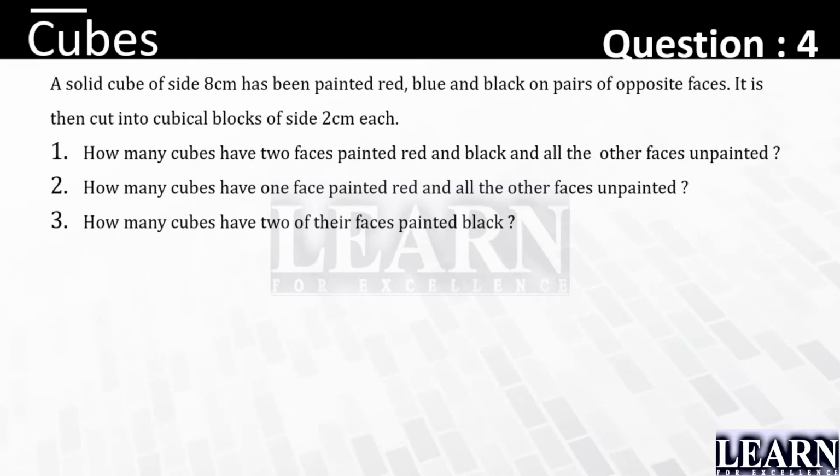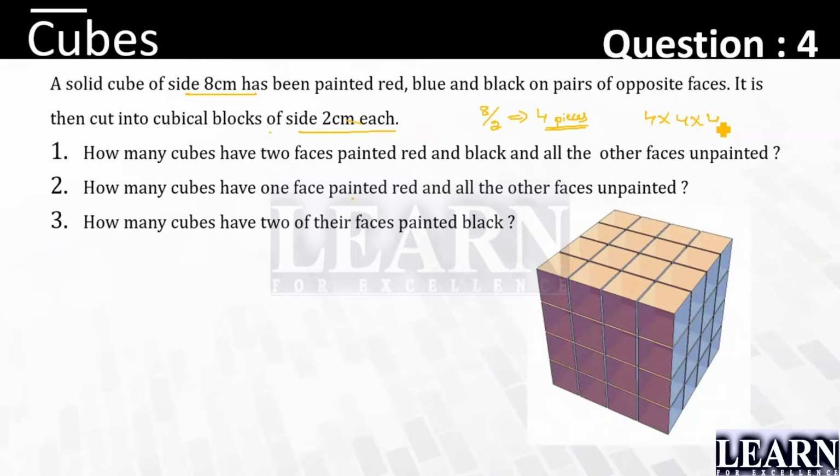We are told a solid cube of size 8 centimeter has been painted, and it is going to be cut into blocks of side 2 centimeter each. If you divide it into a size of 2 centimeter each, 8 by 2 is 4. So I'll have 4 pieces on each dimension. It's a 4 by 4 by 4 cube with each cube of size 2. So the cube will somewhat look like this: 2 centimeter, 2 centimeter, 2 centimeter, and similarly 2 centimeter along its length and height.